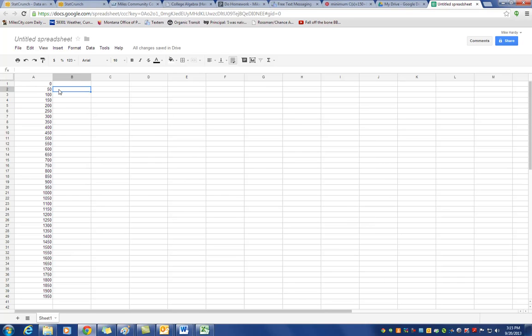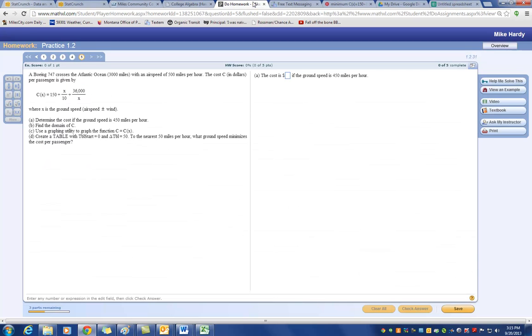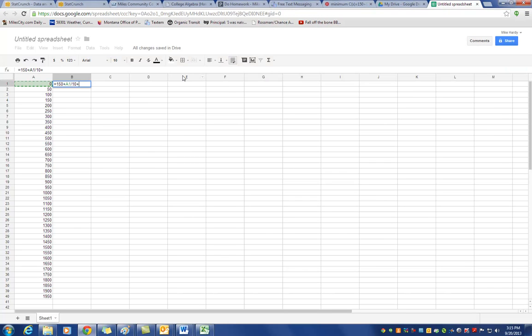We're going to do the same thing. 0, I can tell you, is going to cause a problem, but let's try it anyway. I'm going to put the formula in here, just the right-hand side. I'm going to start with 150 plus. The next thing it calls for is x over 10, except in the place of x, I'm going to click on cell A1 over 10. Plus, the next thing it calls for is 36,000 over x. So I'm going to type 36,000 over, and again click on A1.